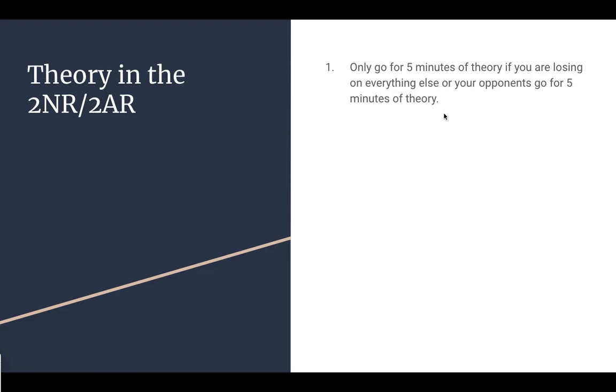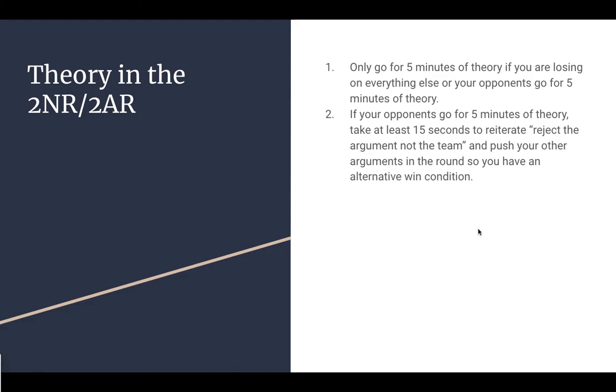If you're the 2AR, you should go for 5 minutes of theory, because oftentimes what the negative team may do is they'll go for 5 minutes of theory in the 2NR. In that case, you need enough time so you can extend the case or extend your arguments, but enough time so that you aren't losing on theory. So maybe like a 4.5, 30-second split. Or if you're the 2NR, maybe like a 4-minute, 1-minute split.